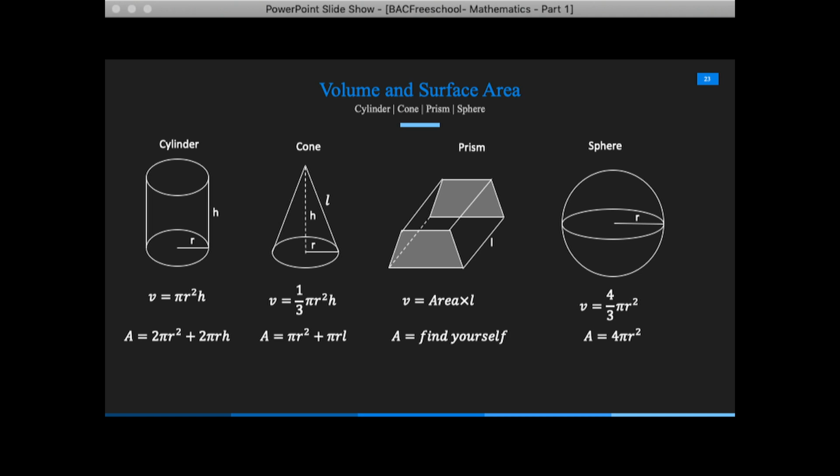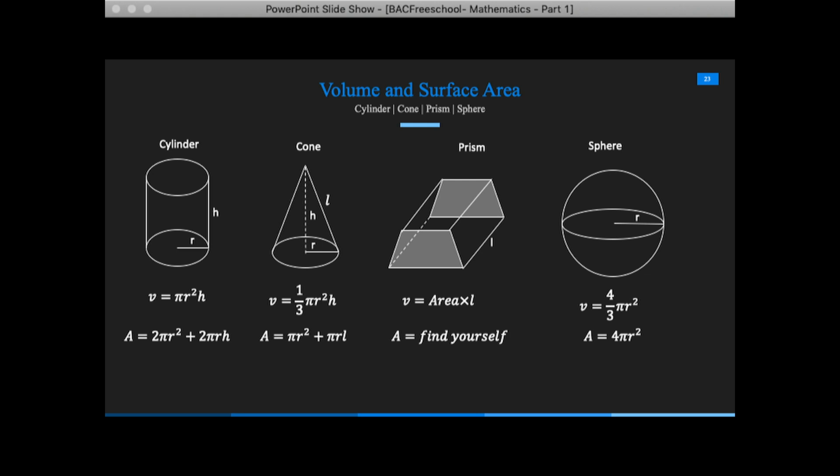So when we call it prism, basically it must have two areas that are identical. These two areas must be the same. If I draw a triangle here, and behind I have the same triangle, then this will become the prism. As long as this trapezium and this trapezium are the same, we call it prism. So to find the volume, you just find the area of this shape and multiply by the length.